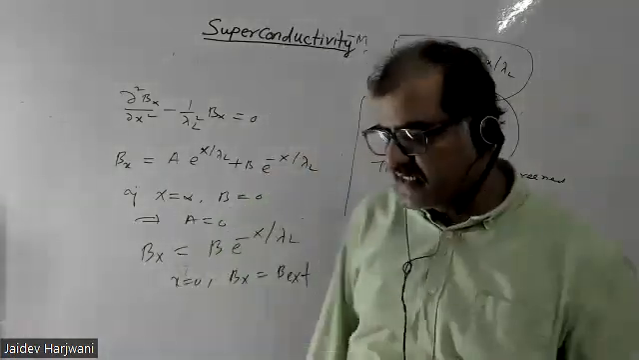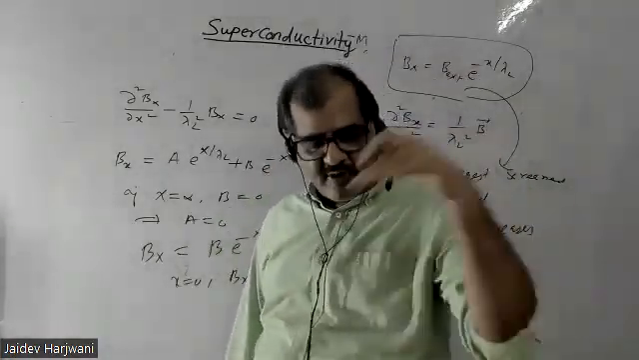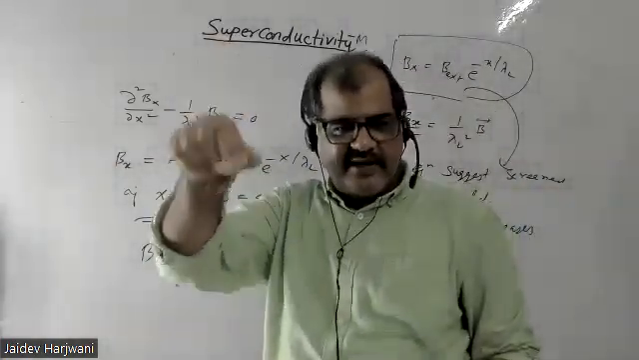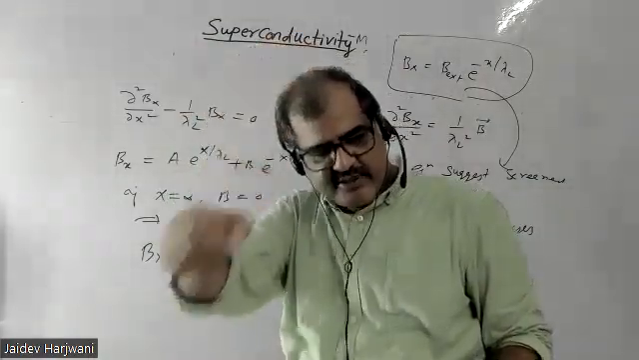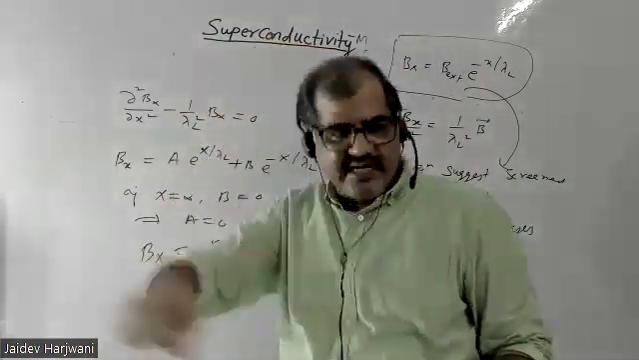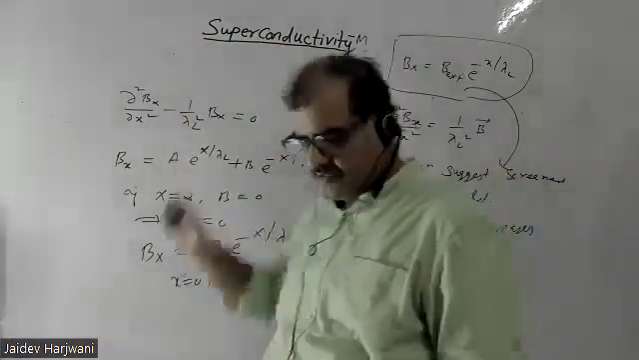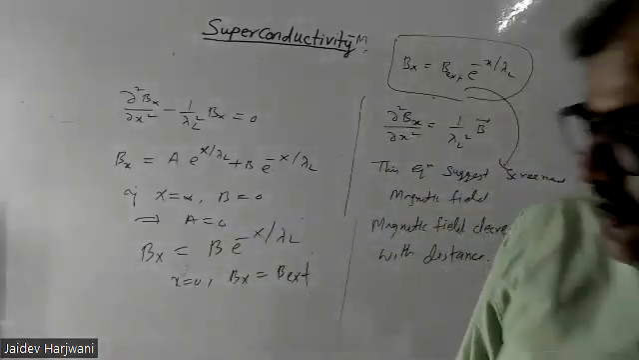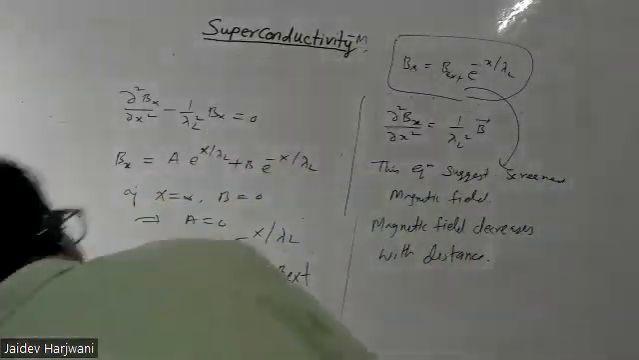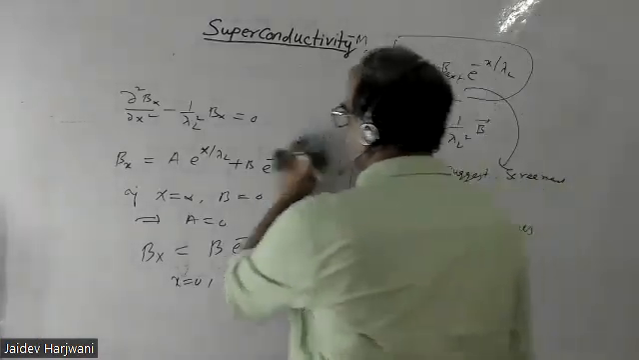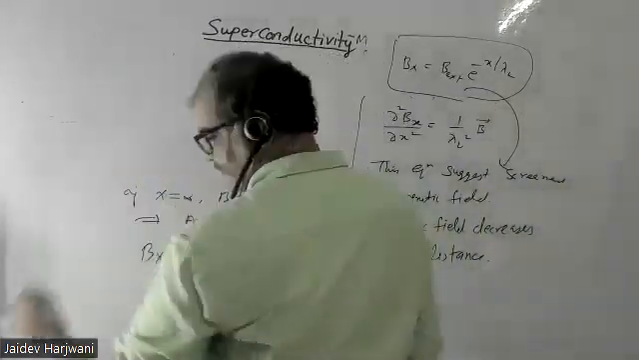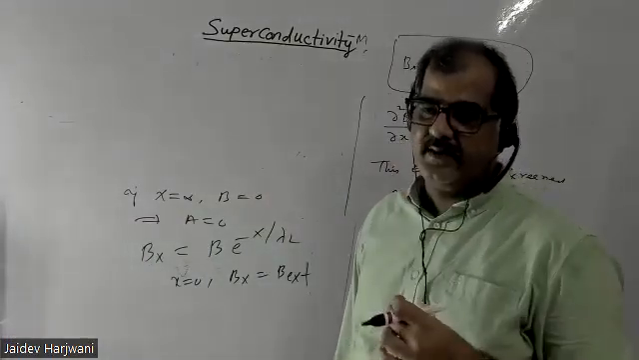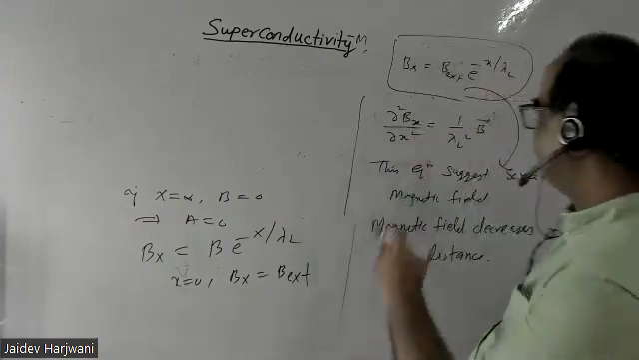So in the superconducting state, your magnetic field lines cannot penetrate, and the same we are getting here. Only for some distance it will penetrate, and then it will exponentially decrease and become zero. So inside there is no magnetic field. This way London is able to explain your Meissner effect as well as your zero resistivity, both the things. Yes, because this is an exponentially decreasing magnetic field.